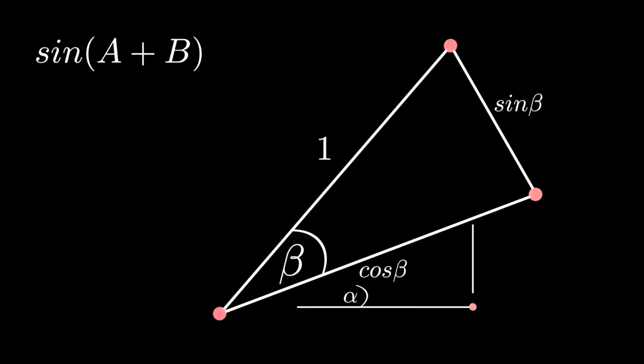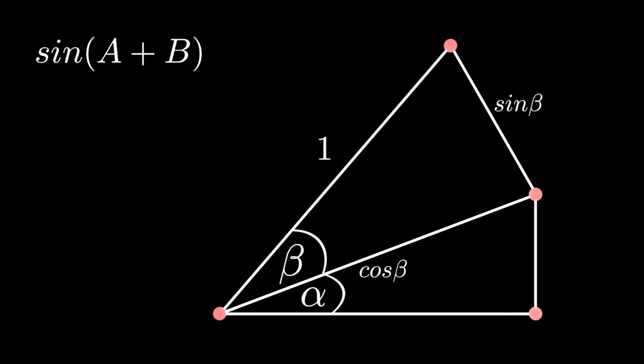Below this triangle, draw another triangle with angle alpha and base along the horizontal. Since it has a hypotenuse of cosine beta, the opposite side is sine alpha cosine beta, while the adjacent side is cosine alpha cosine beta.